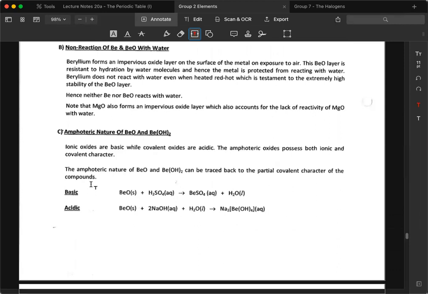As for the amphoteric nature, the ionic oxides are basic, but covalent oxides are acidic. So the amphoteric oxide possesses both ionic and covalent character. So beryllium oxide, just like our dear aluminum oxide, can react with acid, which means it acts as a base to form salt and water, but it can also act as an acid to react with a base with water to form sodium beryllate, like aluminate, sorry, the beryllate.